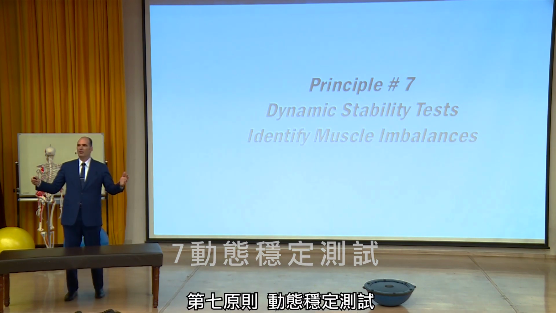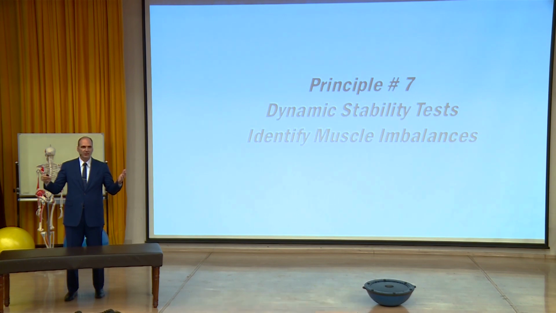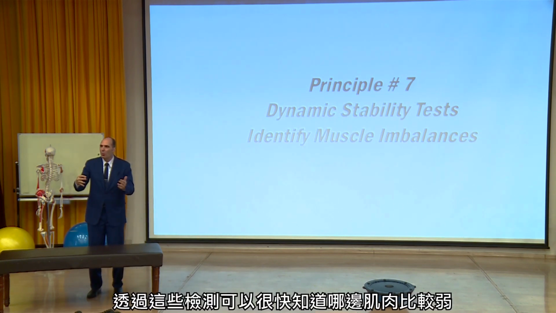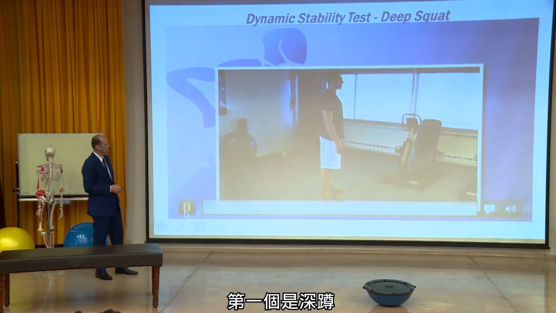We're on number 7 now, and I call these the dynamic stability tests. These are the tests so that we can quickly see where are the problems, what muscles are weak, and what muscles are strong, and can we identify that quickly so we know how we're going to rehabilitate. This is the first one. This is a deep squat.